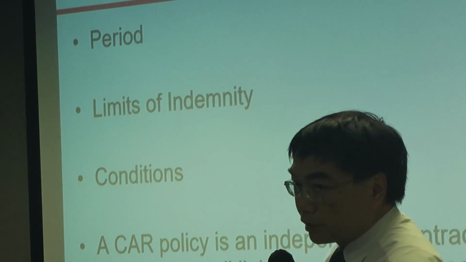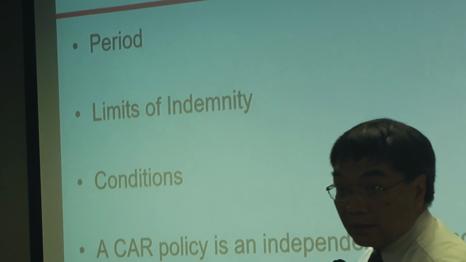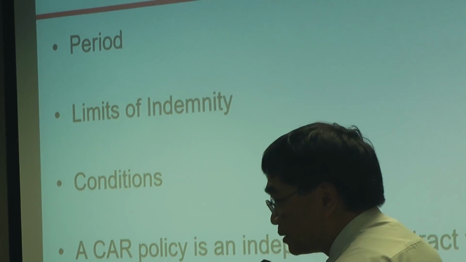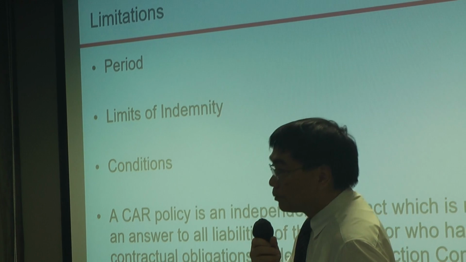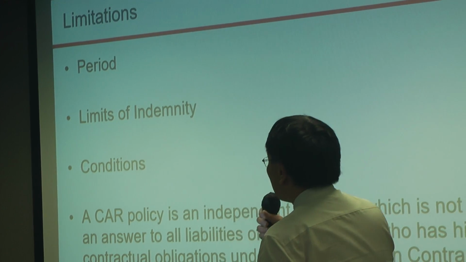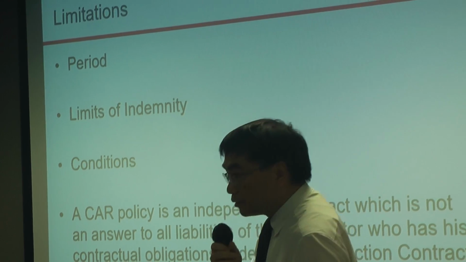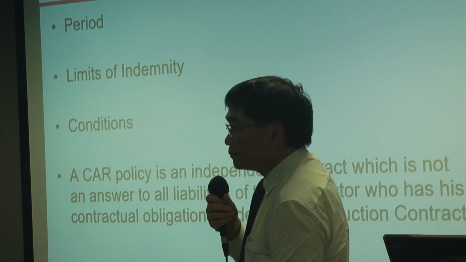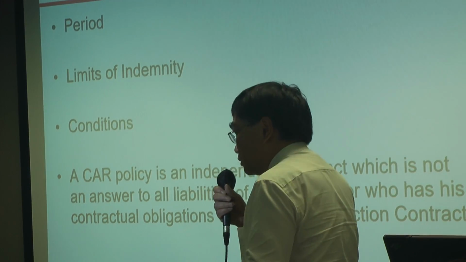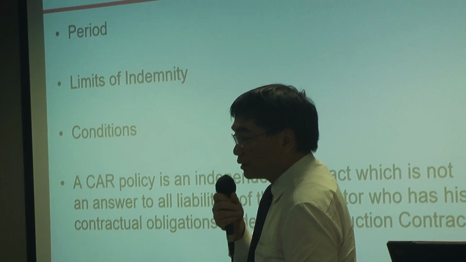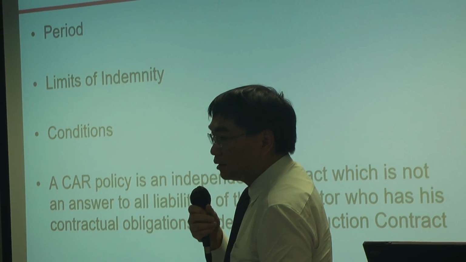For example, a motor policy is an annual policy, so you have to renew it every year. For an employee compensation policy, nowadays they're sometimes 2-year policies, but most of them are annual. For a CAR policy, normally the period of insurance will be the contract period, be it 2 years, 3 years, 4 years. The period is the construction period of the contract.